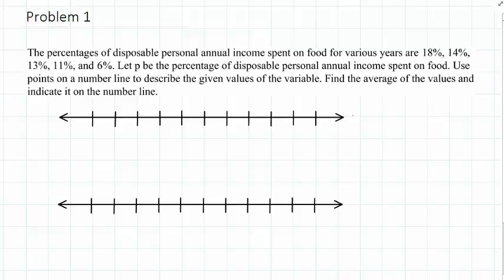So let's take a look at this first number line. Let's put these values 18, 14, 13, 11, and 6% on this number line. This number line has so many ticks, and we want to go all the way up to 18. So I think we're going to need to count this off by 2's. And then from here, we can find these values that we're looking for.